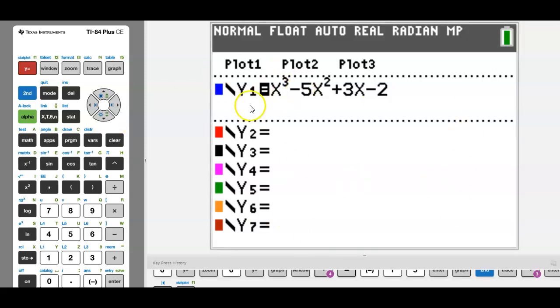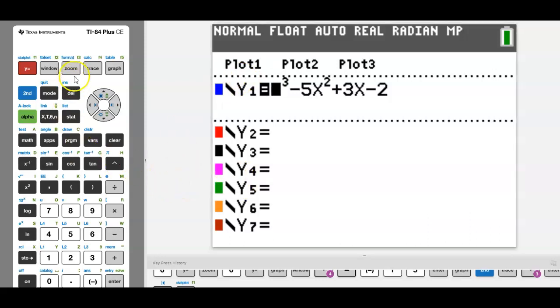Well, the maximum number of turning points that a polynomial function can have is one less than the degree of that polynomial. Remember, the degree is the highest exponent in that equation. So here the highest exponent is 3. So this is a third degree polynomial. And the maximum number of turning points is going to be one less than the degree. So here, 3 minus 1 is going to be 2. So this can have up to 2 different turning points. It doesn't have to have 2, but it can't have more than 2.